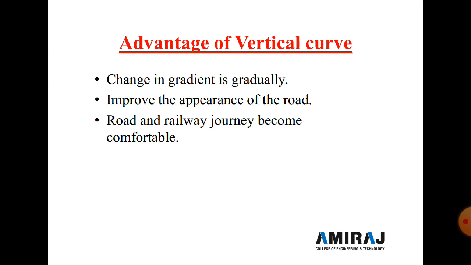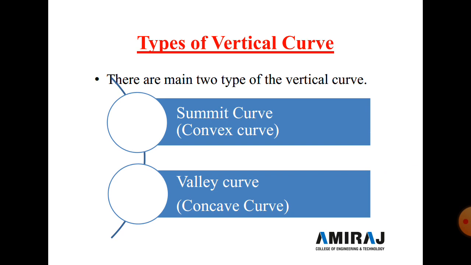Now the advantages of the vertical curve. The first advantage is that it changes the gradient gradually. Like a straight road, and then suddenly it goes in a downward direction, then after goes in an upward direction. So we change the gradient gradually and comfortably. Next, it improves the appearance of the road network, and the road and railway journey becomes comfortable because we change the gradient vertically and smoothly. Clear?